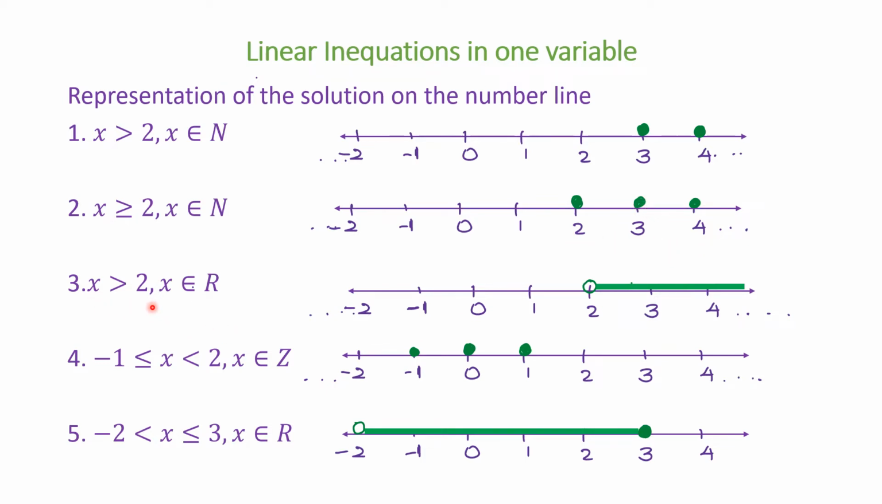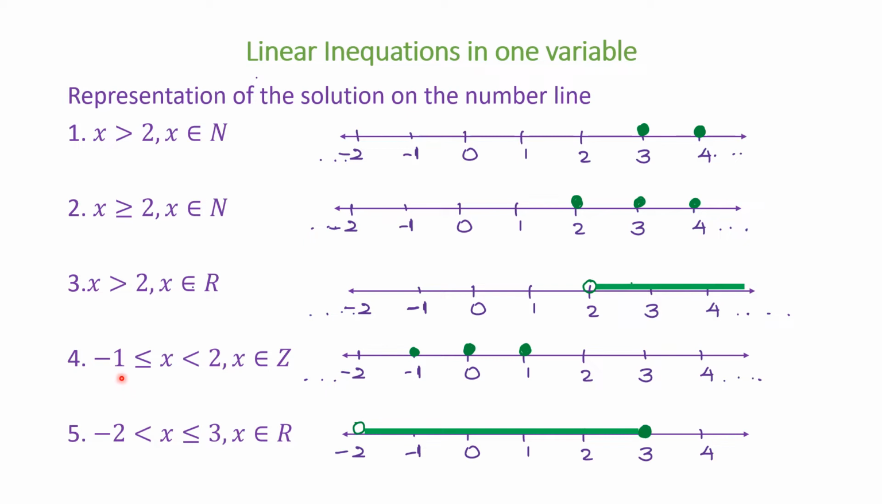When I say x is greater than 2 and x belongs to R, not the set of natural numbers, but the set of real numbers, then it means that because it is greater than 2, at 2 you will make a hollow circle, and from 2 all the values going infinitely in greater than 2. So you are talking about all the values in between 2 and 3, in between 3 and 4, in between 4 and 5, and therefore you are shading the line in between to show x is greater than 2 and x belongs to R.